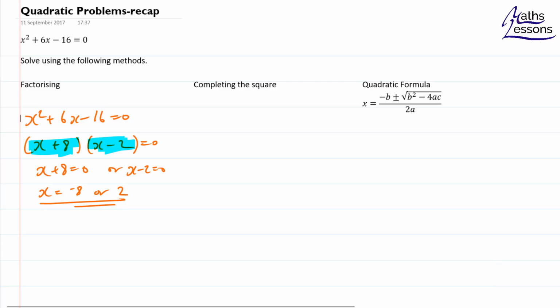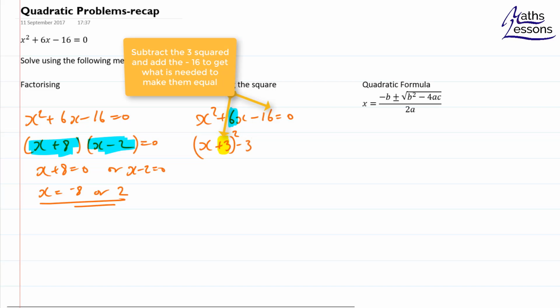Here we go, completing the square. So again, I always like to write out my equation. So I've got x squared plus 6x minus 16 equals 0. And to complete the square, remember we always start off by halving this number. So let's halve that number, and we get the x plus 3 in the brackets, squared. Now I think it's a good idea to take away this number squared. So we're going to take away 3 squared, and then we just add on this number at the end.